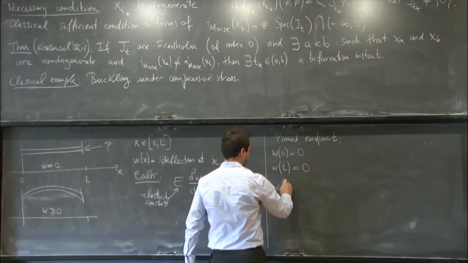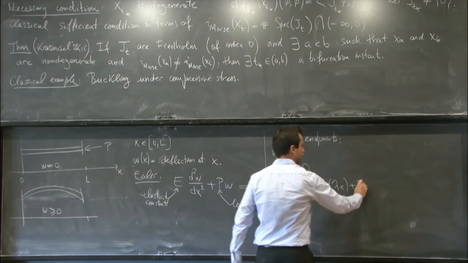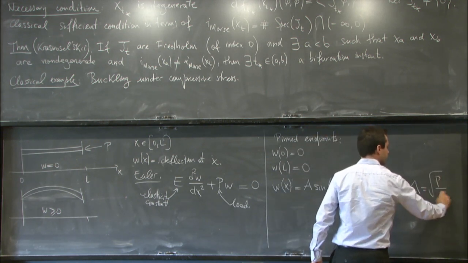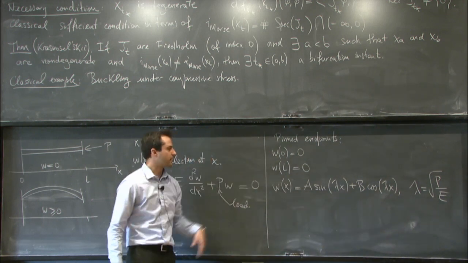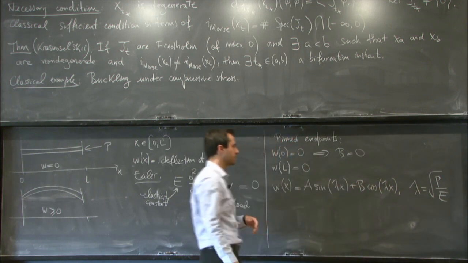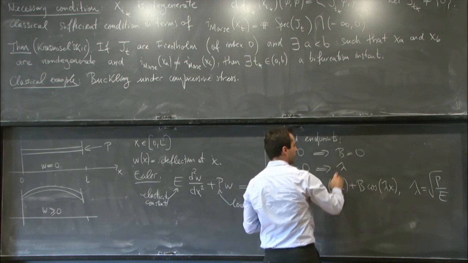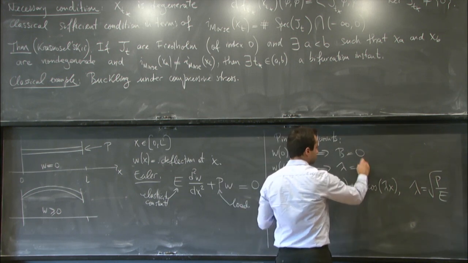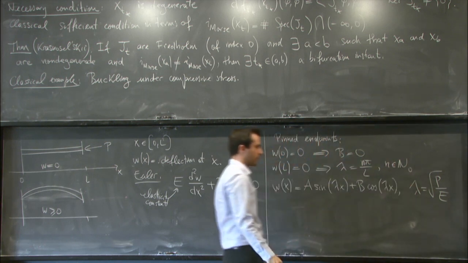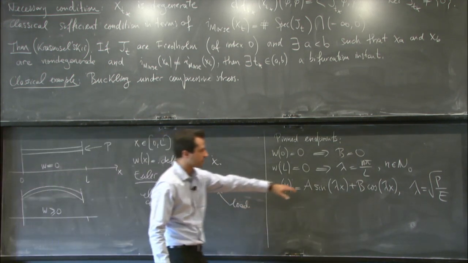So in general, we would have something like a linear combination of sines and cosines of lambda x, where lambda is the square root of p over e. But if we have that w of 0 is 0, the cosine term cannot possibly be there, right? So we have just a sine term. And w of L being 0 gives you some condition on lambda, right? So we know that lambda has to be of the form n pi over L for some integer n, possibly including 0, right? Of course, the trivial solution corresponds to lambda equals 0.